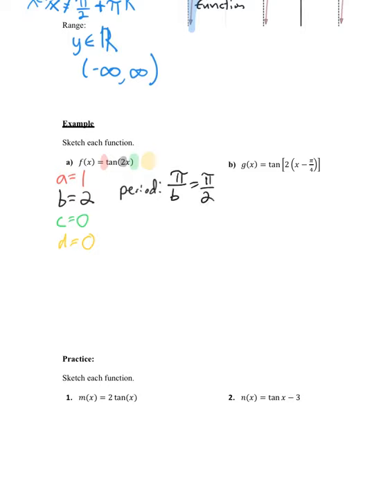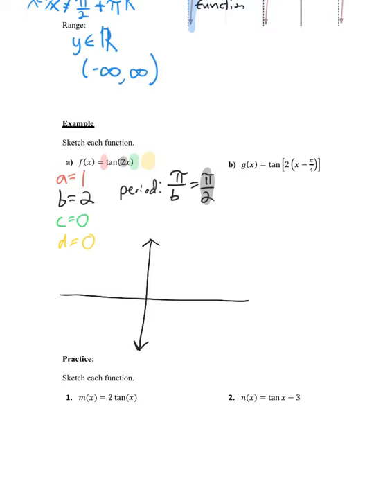And that's it. That would be our period of this function. All right, that's our winning period. Bam. All right, and now we just need to sketch the function. And this one is going to be kind of a weird one to sketch. We start by drawing our x and y axes.